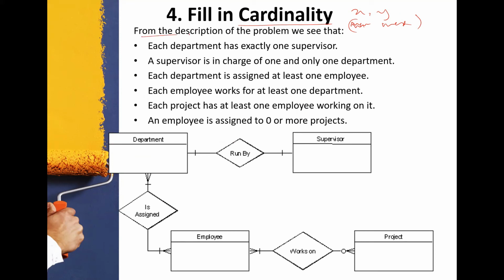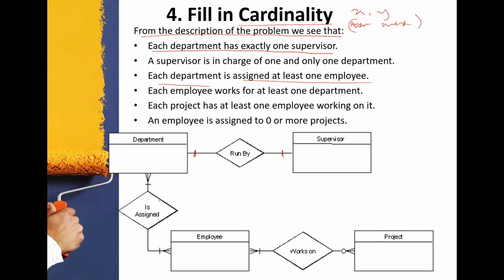Contohnya daripada from the description of the problem, we see that each department has exactly one supervisor. Each department exactly, maksudnya kena ada satu. Okay, one supervisor. So, one. Part cardinality dia. A supervisor is in charge of one and only one department. So, sebab tu ni pun one, ni pun one. Okay. So, each department is assigned at least one employee. Each department is assigned at least. At least maksudnya dia boleh satu, dia mesti ada satu dan lebih.